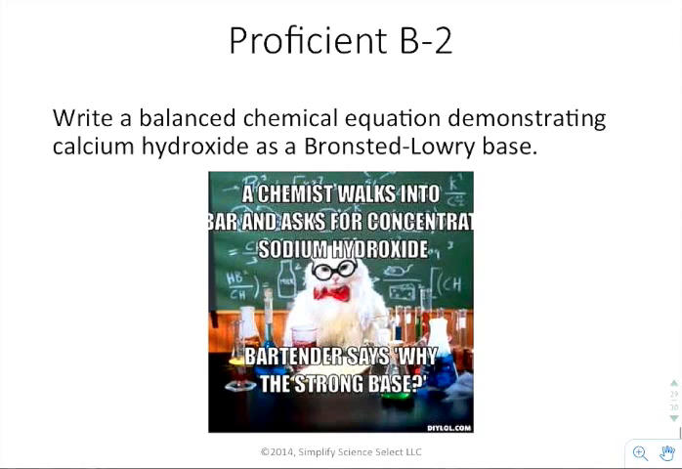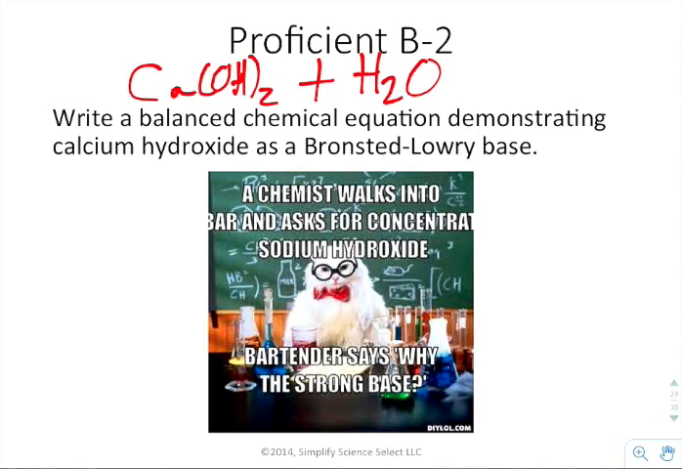Next, it says write a balanced chemical equation demonstrating calcium hydroxide as a Bronsted-Lowry base. So, whenever you have calcium hydroxide, you write it as Ca(OH)2, and then what you do is you have to have it react with something like water. Now whenever it reacts with water, you have to have something that donates the proton. So this right here will donate a proton to one of these.